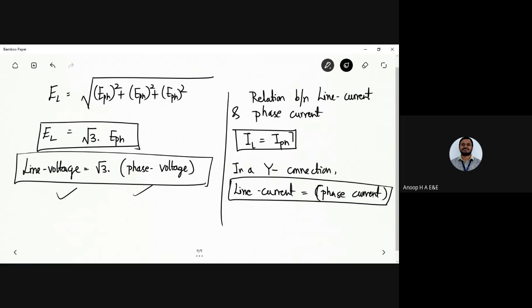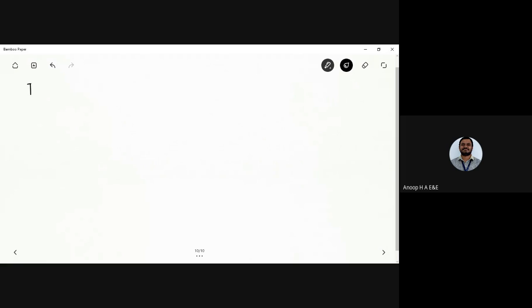So now I have the line voltage and phase voltage relationship, and the line current and phase current relationship. In a star connected system, each outgoing line is connected to a separate phase. The current flowing through the lines and the phases are equal. Now the power equation.